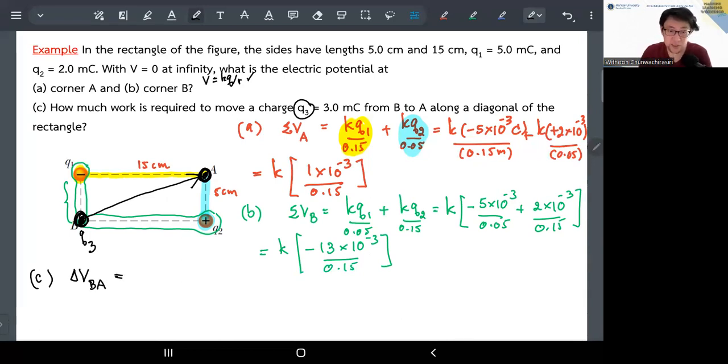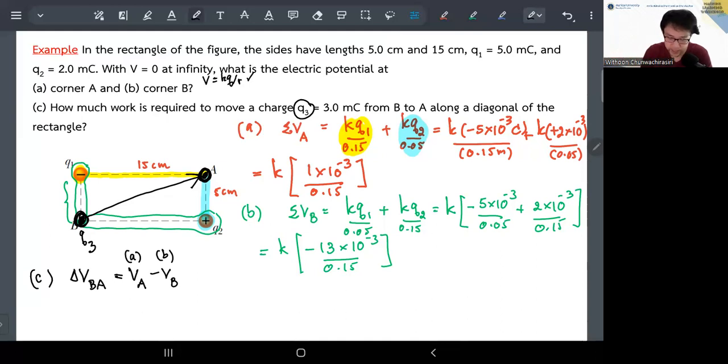Every time we talk about delta, remember, delta is final minus initial all the time. We use this since thermodynamics. So you take the potential at the final position A, and subtract the potential at the initial point B, because you're starting from B. VA and VB you already calculated: VA is from part A, VB is from part B. So you are able to calculate the potential difference from B to A very easily.